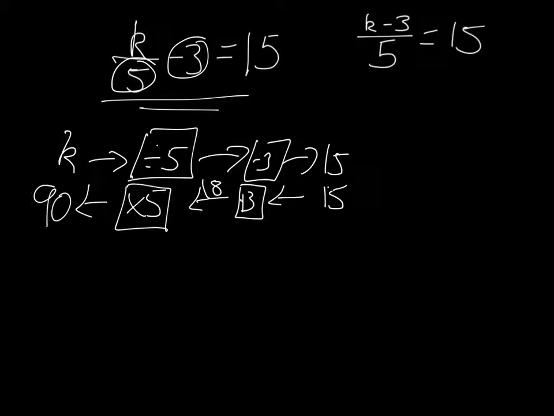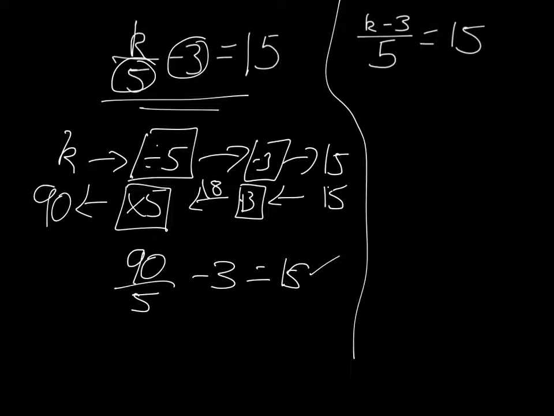Again, we can easily check our solution, because if I substitute K for 90, I get 90 divided by 5 minus 3, and you can check on your calculator that that equals 15. Now if I do the other one, it is a bit annoying, but this K minus 3 is basically in brackets, because I do everything on top of the fraction first. So the only difference is here, instead of dividing by 5 first, I've actually subtracted the 3 first, then divided by 5 to get 15.